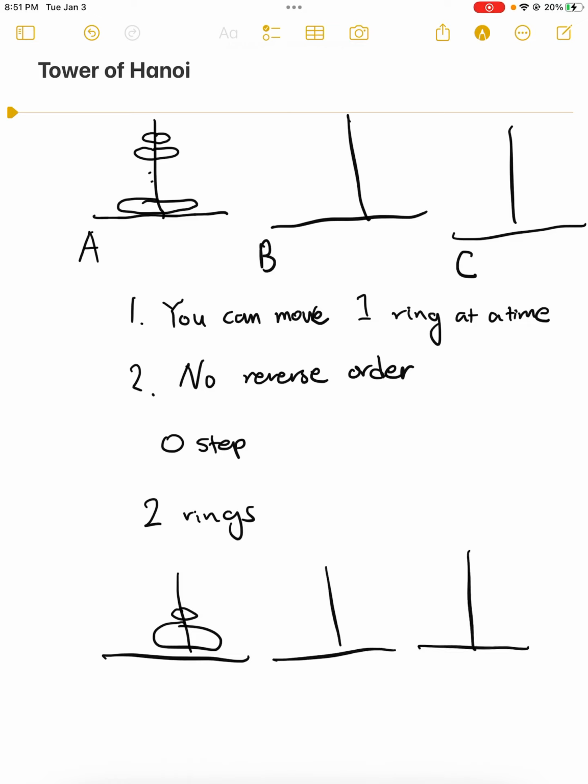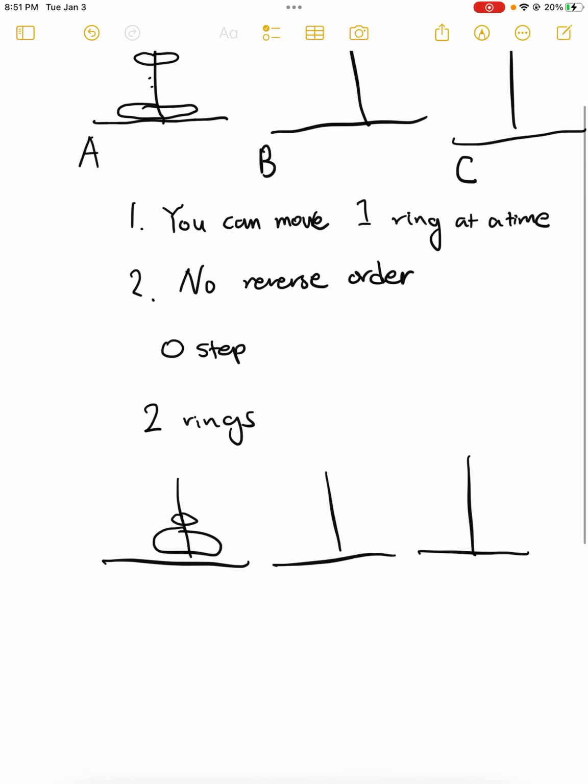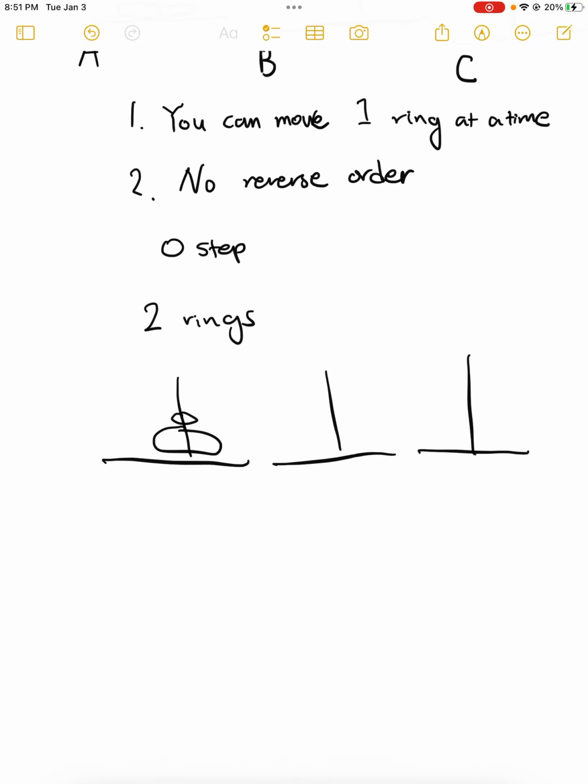But if I can give you an illustration here, you have to move the smaller ring to peg B, and once you place the ring on peg B, you cannot place the larger ring on peg B, but have to place it on peg C. And you have to put that smaller ring you placed at peg B on top of this larger ring, which is on peg C. So let's count. Step 1, step 2, step 3. So it took 3 steps.